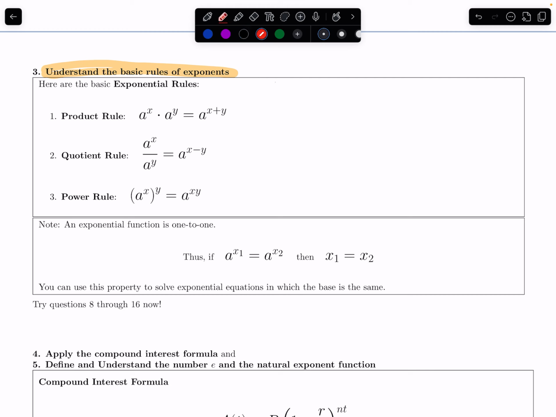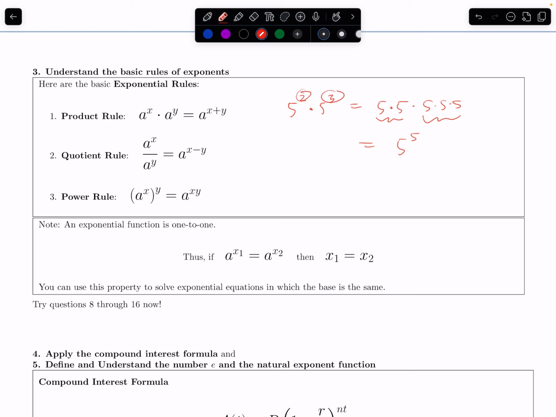Let's say like a is equal to 5. So, as a quick example, let's say I had 5 squared times 5 to the third. Okay, well, what does 5 squared mean by definition? It means 5 times 5, right? And what does 5 cubed mean? It means 5 times 5 times 5. So here I have 2 5s, and here I have 3 5s, and the end result is 5 5s.